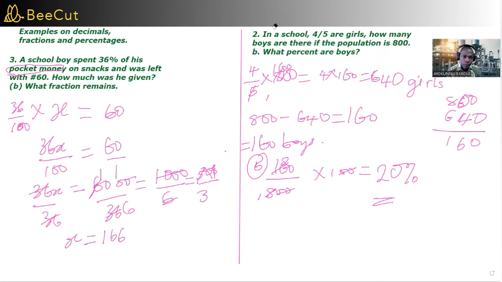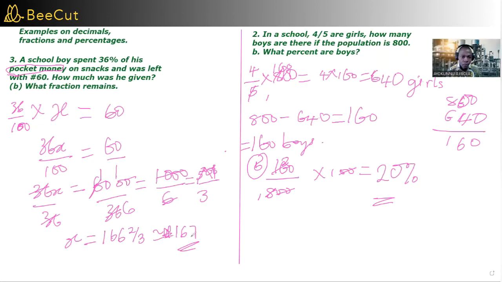That is 2 over 3. That is 166 naira. So that means the amount it was given, you can't be given 166 naira. So I can say it's approximately equal to 167 naira. So he was given 167 naira and he has spent 36%. So I've been left with 60 naira.